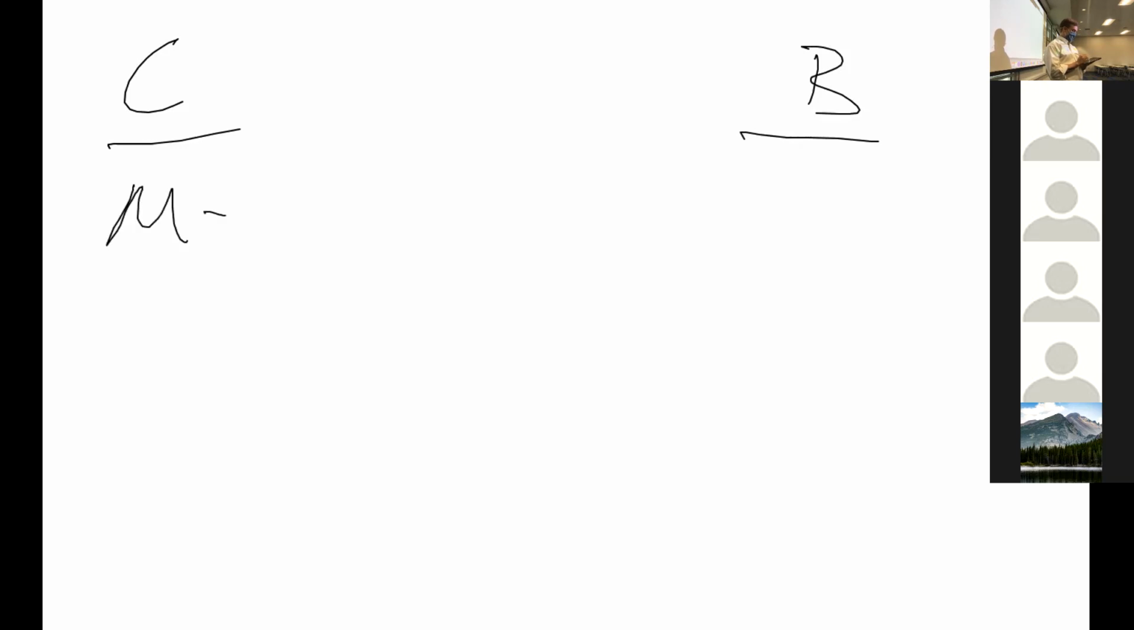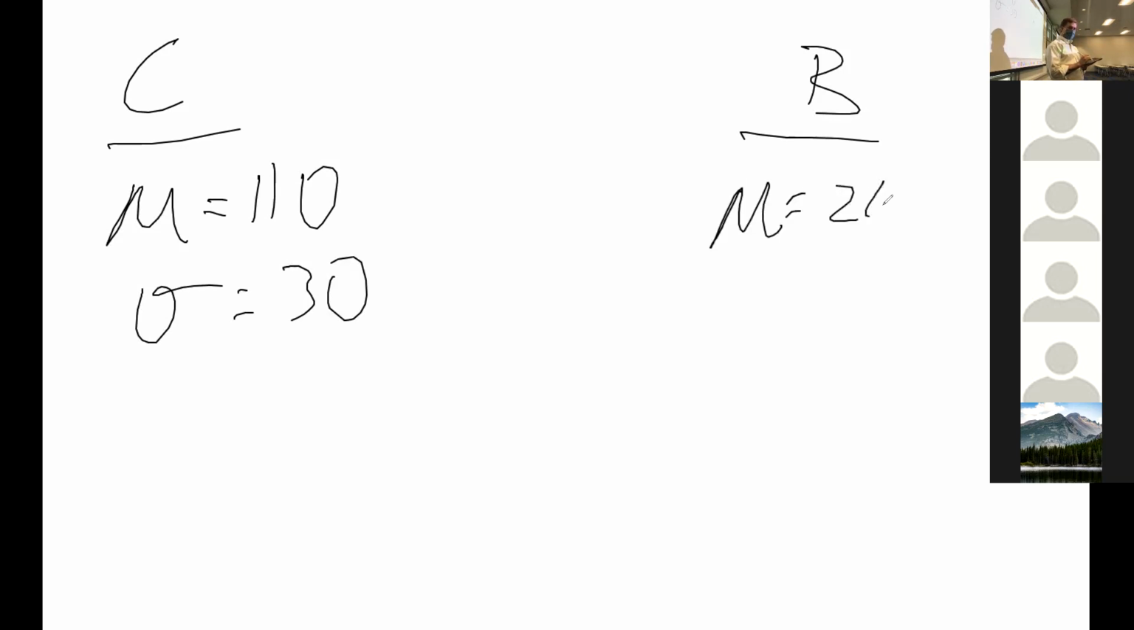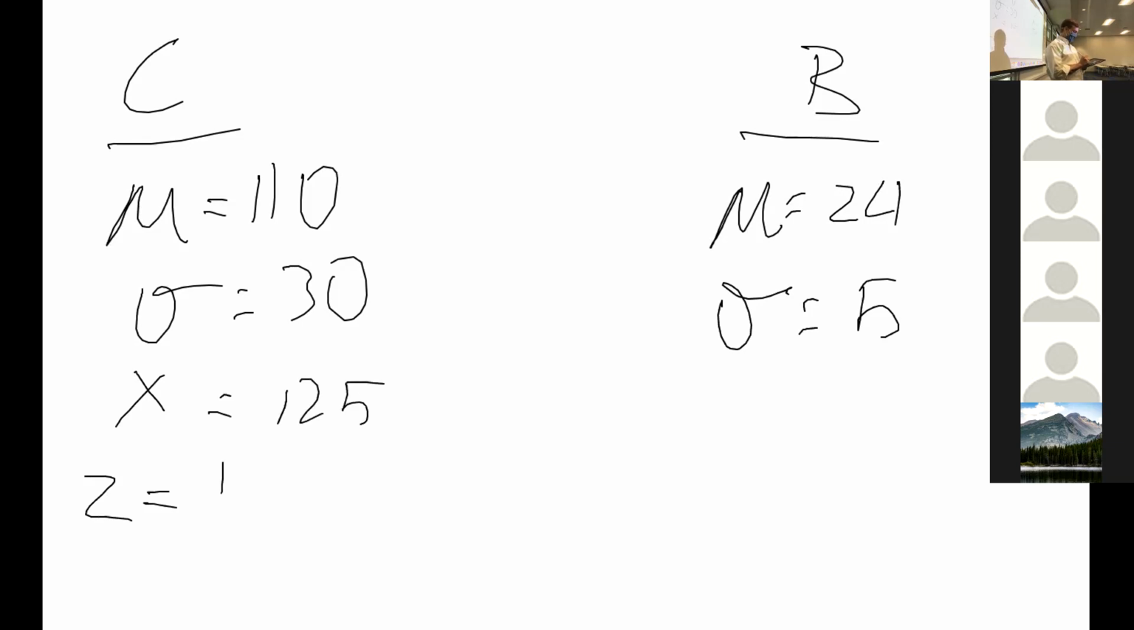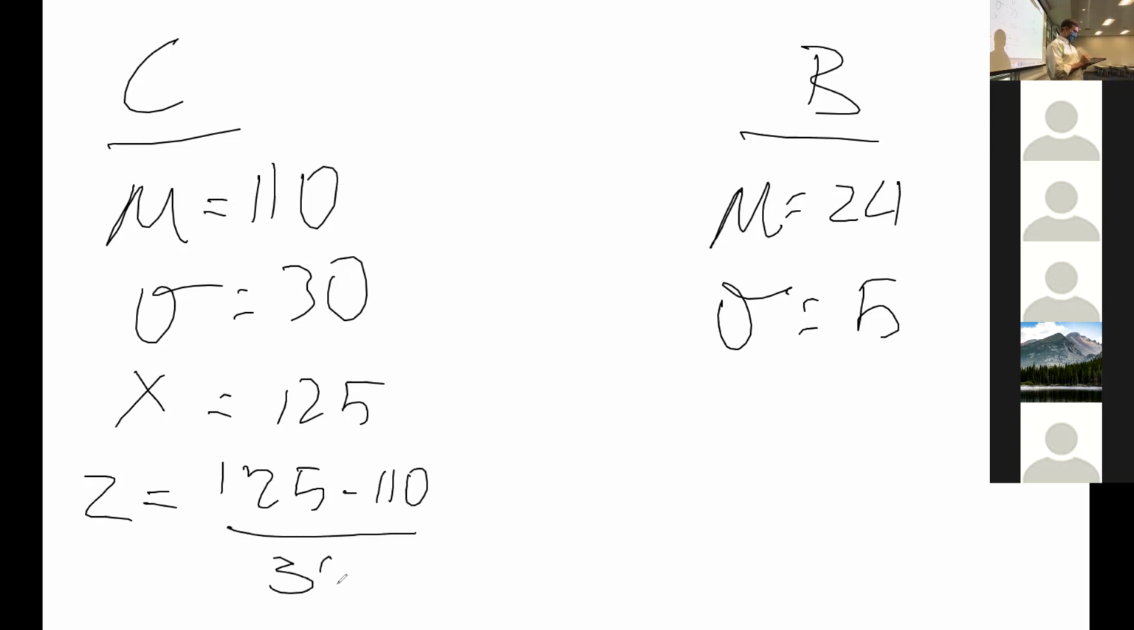So average for Caribou is 110 inches. Standard deviation is 30 inches. Boston, mean is 24 inches. And the standard deviation is 5 inches. So to find the z-score, we're going to take the new value, or in this case our x, which is 125. 125 minus 110 divided by 30. And that gives us 15 over 30, or 0.5.